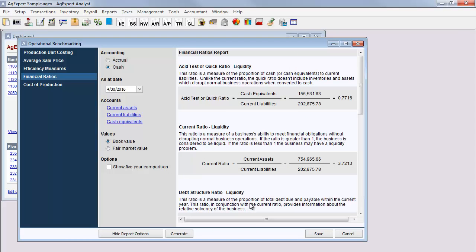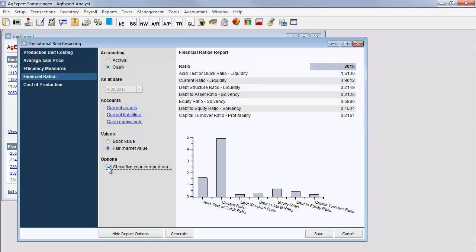In the Values section, select which value should be used on your report. Your options include book value or fair market value. The book value is the value of the asset's purchase price less the total of all depreciation claimed on the asset. The fair market value is your estimate of value that the asset has in the marketplace at the current time. Finally, you may check the Show 5-Year Comparison box to display a 5-year comparison report based on the options you selected above.